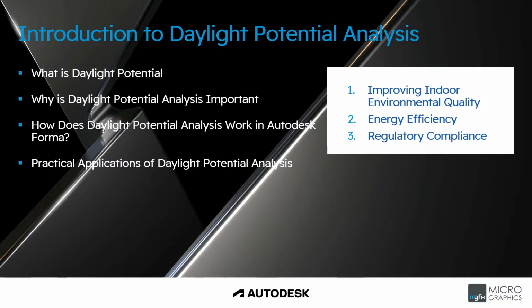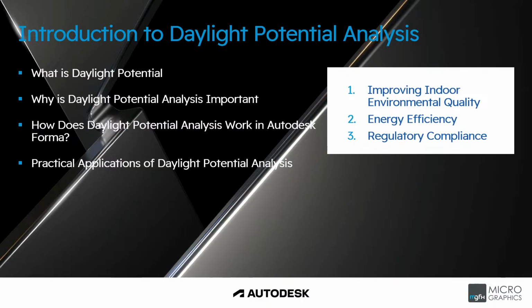Energy efficiency. By maximizing the use of natural light, buildings can reduce reliance on artificial lighting, thereby lowering energy consumption and operating costs. This contributes to more sustainable and environmentally friendly building designs. Regulatory compliance. Many building codes and regulations require specific daylight levels in habitable spaces. Daylight potential analysis helps ensure compliance with these standards, avoiding costly redesigns and delays during the approval process.